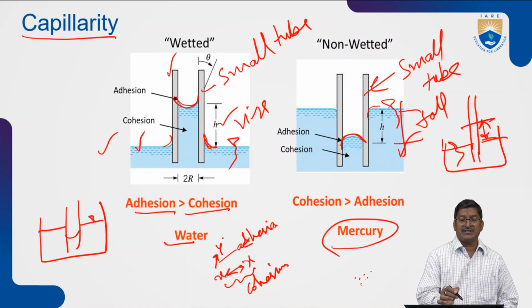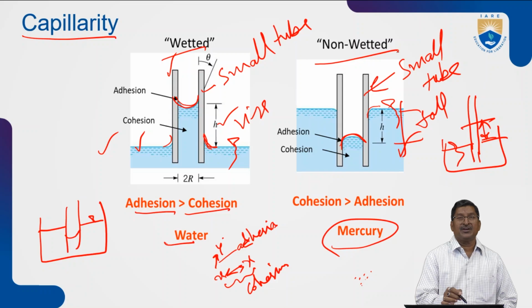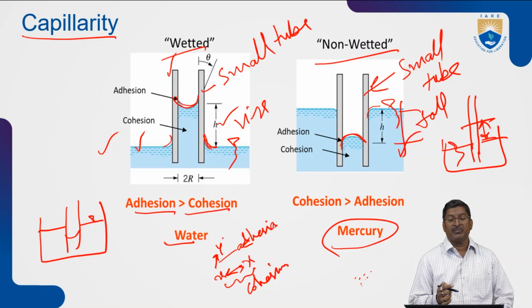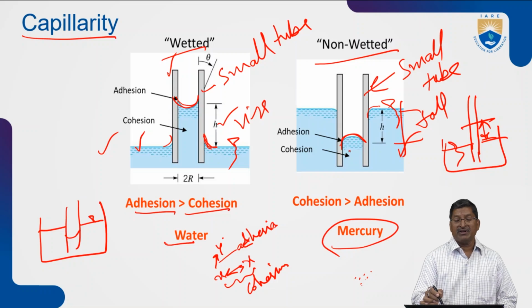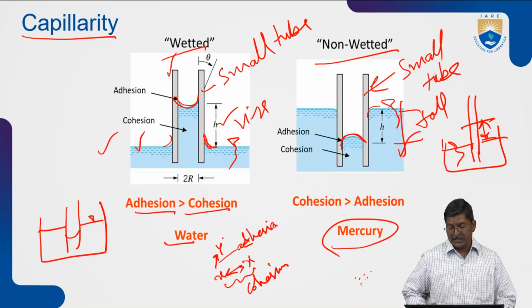So you can also see this is wetted, non-wetted. That means because adhesion is more, the particles will be attracted to the pipe material, but here, non-wetted, the particles will be repelled by the pipe material.